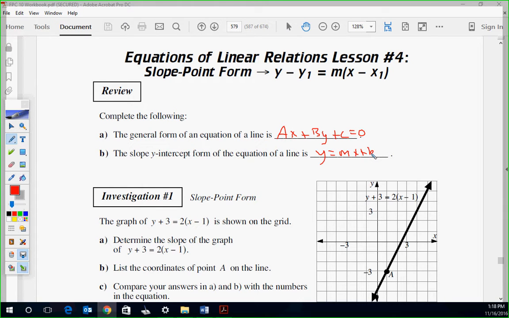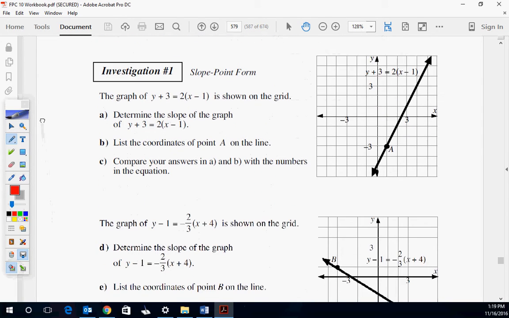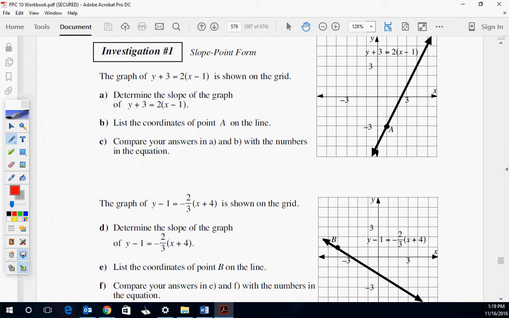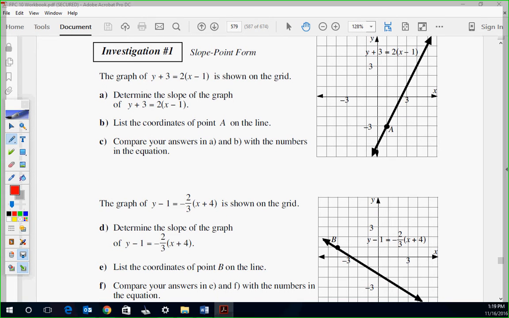Okay, so let's go through this first investigation here. The first thing we're going to talk about is the graph y plus 3 equals 2 times x minus 1, which is shown on the grid. Determine the slope of the graph. So in order to determine the slope, what do we like to do?